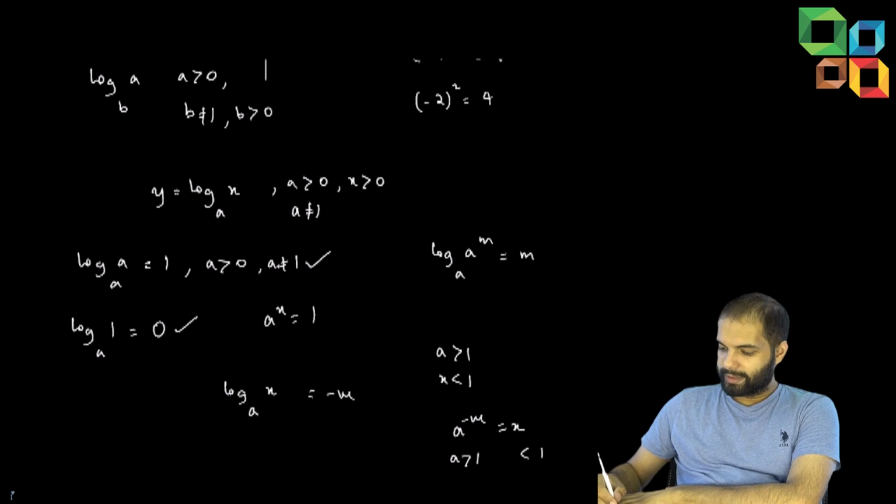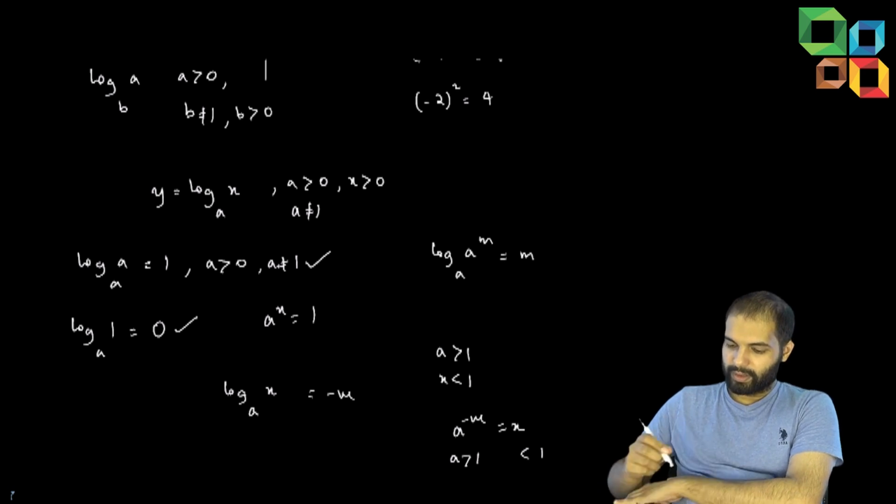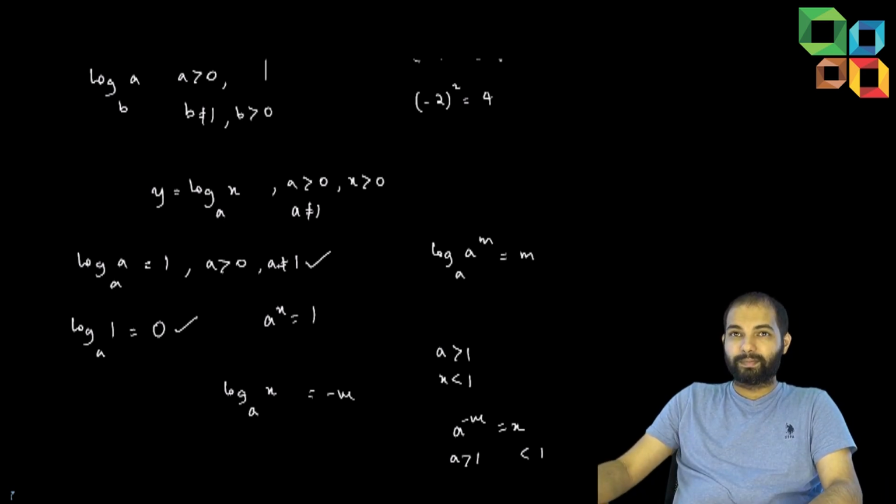So greater than 1 and less than 1. See, why greater than 1? We'll have, say, 2 power some negative power. So it will be in the denominator, right? It will be something like this. So it will be a number less than 1, always. Okay, that's the condition. If you're able to figure out, it's fine. Is there any other condition?